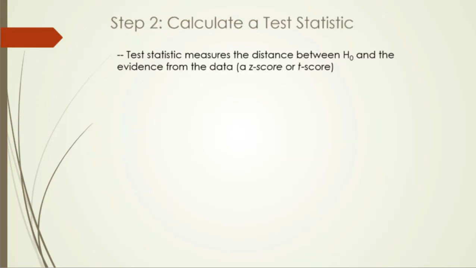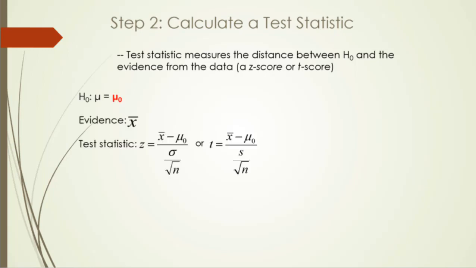Step 2 of hypothesis testing is to compute a test statistic, which measures the distance between the null and evidence from the data. For numerical data, hypothesis tests are mostly about population means. The evidence will be the sample mean from the data. The test statistic would be either a z-score if the population standard deviation sigma is known, or a t-score if the population standard deviation sigma is not known.